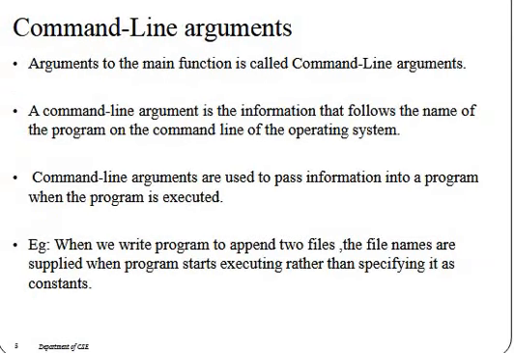So we have arguments to the main function called command line arguments. When the program is executed, the command line arguments are used to pass information into the program. For example, if you are writing a program to append the data in two files, the file names are supplied when the program starts executing, rather than specifying them as constants. At the command prompt, at the time of execution itself, you can give the inputs. That's what these are called command line arguments.